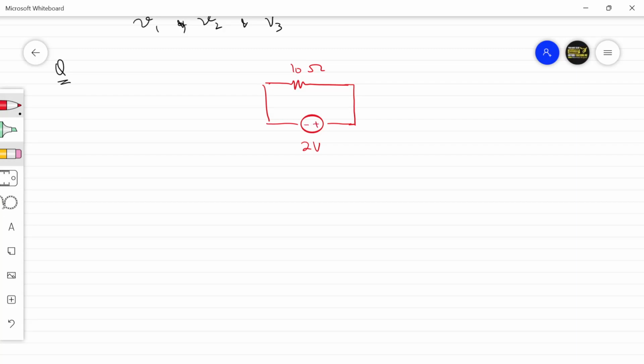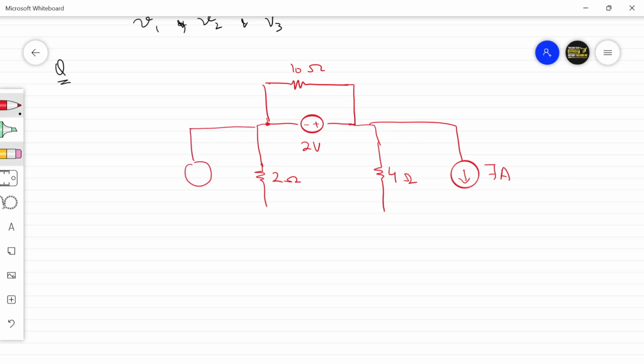माइनस प्लस ऐसे, ये 2 वोल्ट है, यहाँ से आपके पास रेजिस्टेंस 2 ohms की है, यहाँ से रेजिस्टेंस, you have a resistance of 4 ohms on this side. You have now current source here of 7 amperes. You have another current source of 2 amperes. Fine.